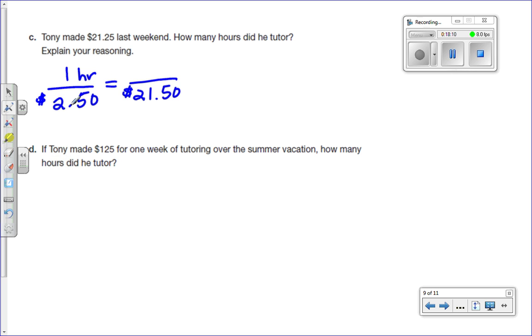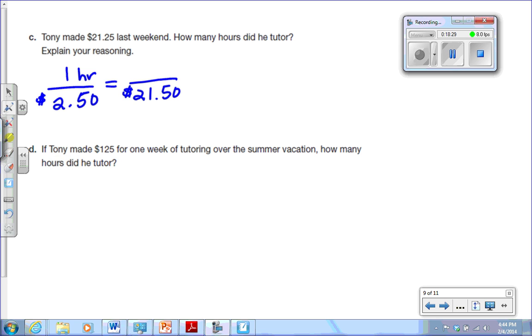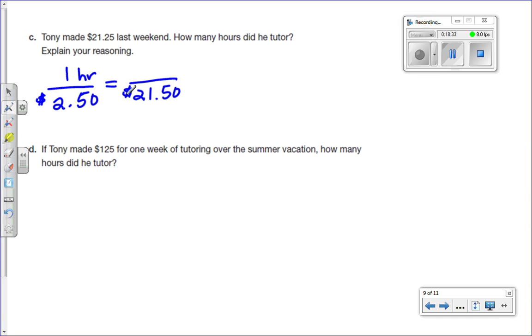Notice how both dollars are in the denominators and both hours are going to be in the numerators. So we could take $21.50, divide by $2.50, and I made a mistake right here. Let me rewrite this. My eraser is not working very well, so I'm just going to scribble this out for now. This should say 21.25.